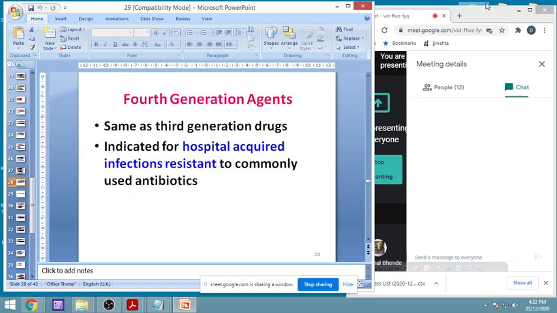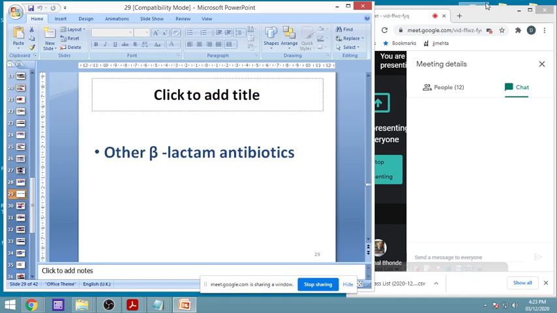Then fourth generation agents are similar to third generation agents. They are indicated for hospital acquired infections which are resistant to commonly used antibiotics. As I told you, so far cefotaxime was very popular, but even now, for hospital acquired infections or any surgical ones, third generation cefotaxime and these fourth generation agents are preferred. So these are the various cephalosporins which are used.